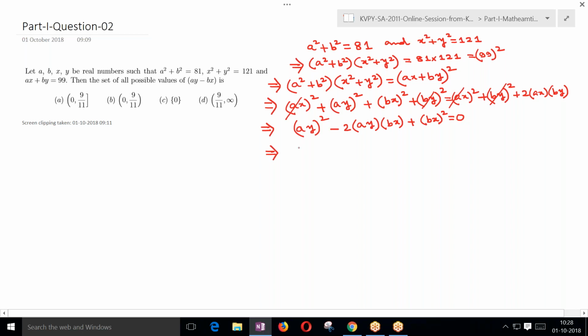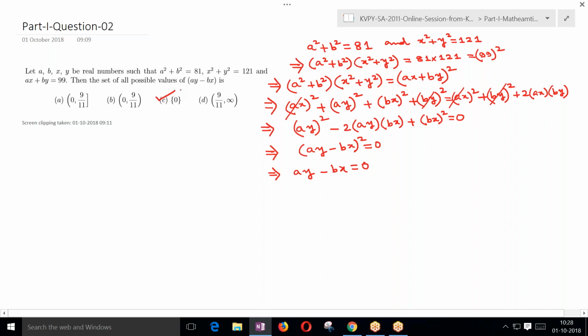From here we get ay minus bx whole square equal to 0. So from here what do we get? We get ay minus bx equal to 0. So that means the set of values is just a singleton set. And we get the option C as the correct one.